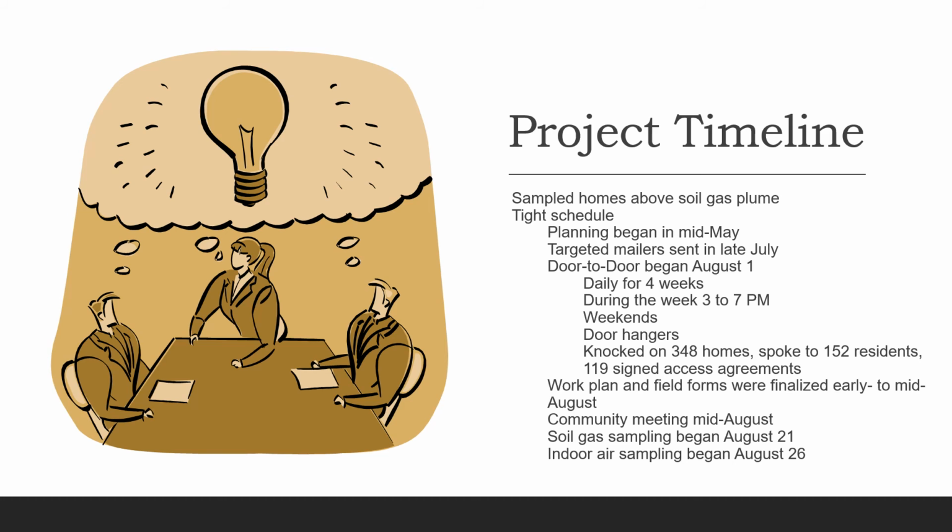We knocked on 348 homes, 152 residents. We had 119 signed access agreements. We need to have an access agreement in order to allow people inside homes. That was a requirement. We sampled at the end of August, and then we came back in late October to complete the project as well. It was quite an undertaking. We mobilized a lot of the staff, and we did it in a very short order of time.